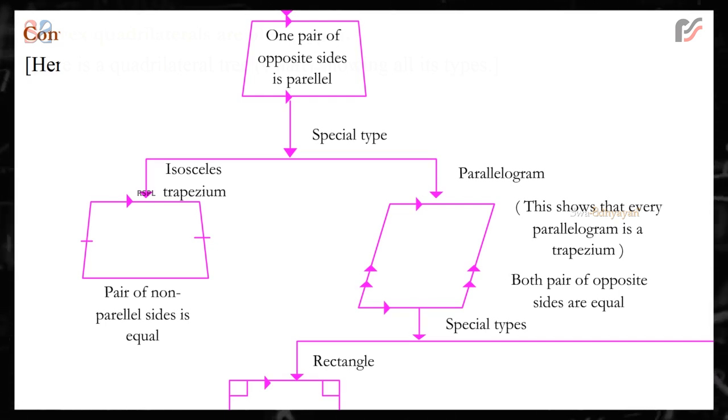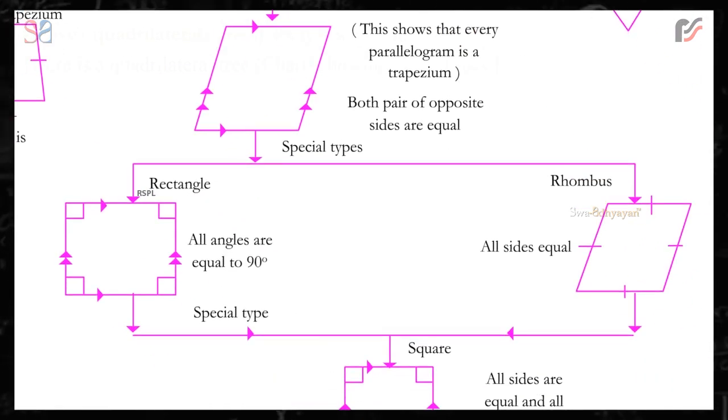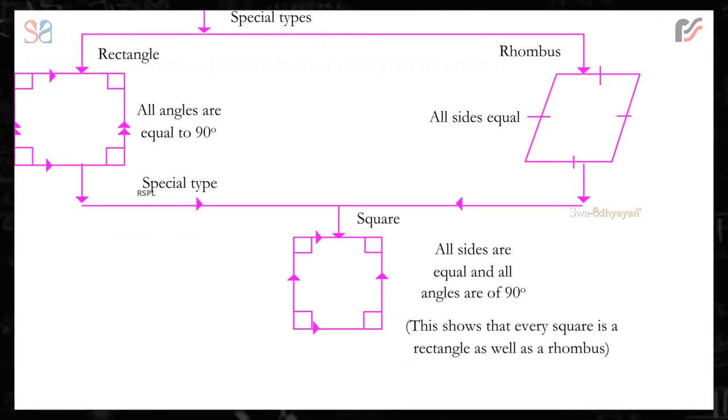This shows that every parallelogram is a trapezium. Parallelogram: both pairs of opposite sides are equal. Special types: rectangle, rhombus. Rectangle: all angles are equal to 90°. Rhombus: all sides equal. Special type: square. All sides are equal and all angles are of 90°. This shows that every square is a rectangle as well as a rhombus.